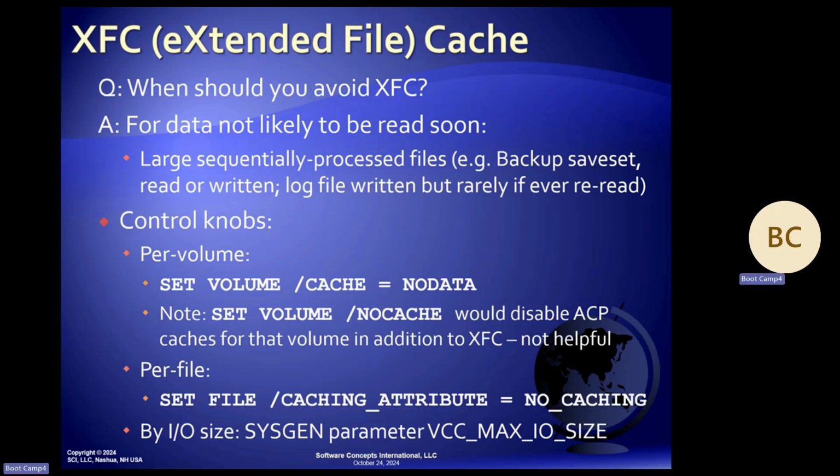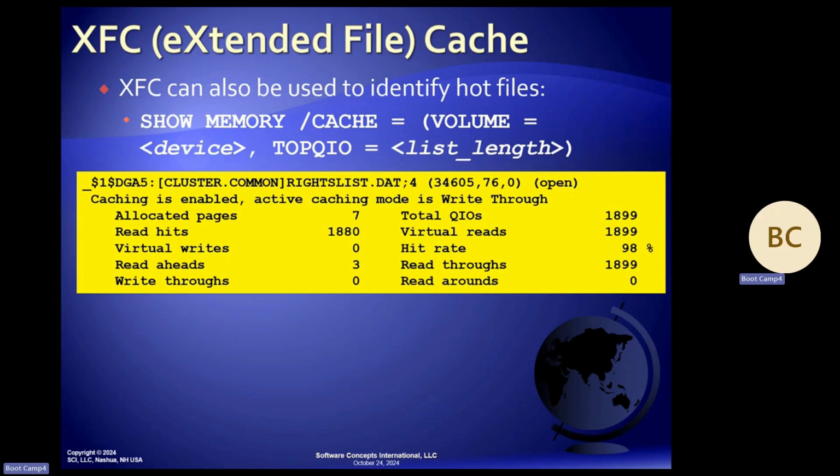Log files, or you can set this caching attribute so that all files in that directory will have that attribute. It's also a handy tool to identify hot files. If you want to know which files you need to concentrate on in terms of performance, you can say show memory /cache equals, and then you can specify a volume, whatever particular disk device.